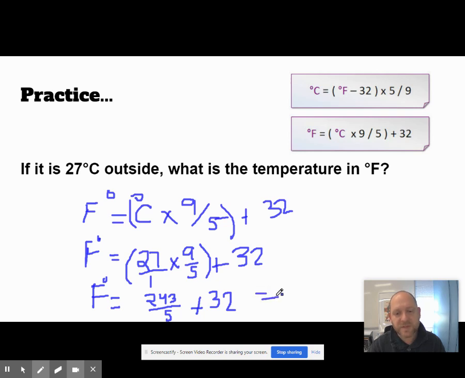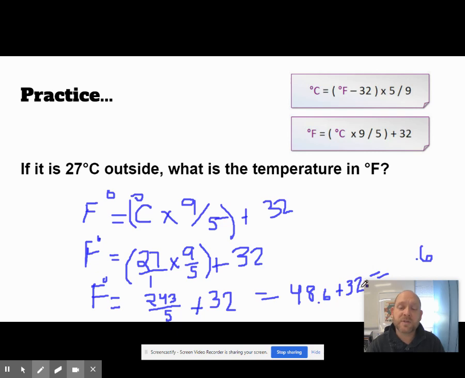So again, if I keep going on this way, 243 divided by 5, that's 48 plus 0.6, 48 and 6/10. Again, you can use the calculator for these, plus 32. I'm going to come up this way. So remember, the 6/10 is in its own spot over here.